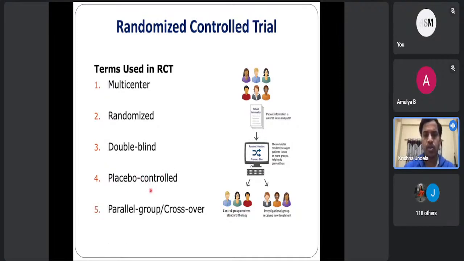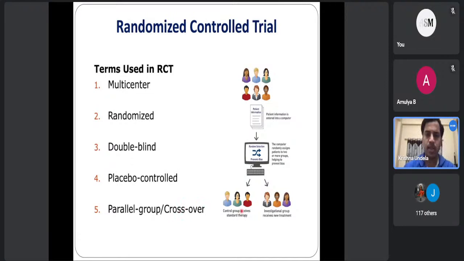And the parallel group or the crossover. Most of the studies are parallel group, and sometimes it may be crossover. In the parallel group, we divide all the patients into two groups. Here we give the standard therapy, and here we give the intervention, the new treatment, and both groups are followed parallelly till the end of the study, maybe for 5 years. Both are followed up together up to 5 years. That's what is called a parallel group randomized control trial.